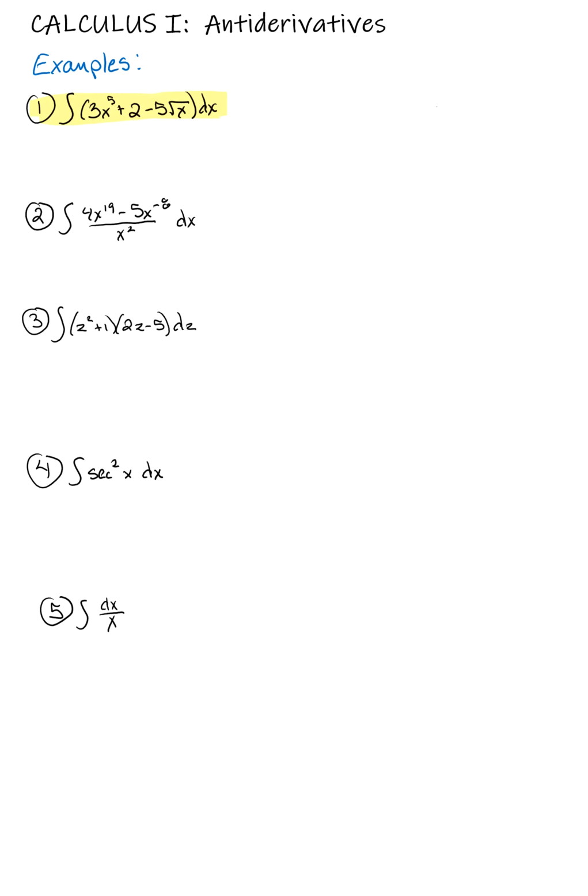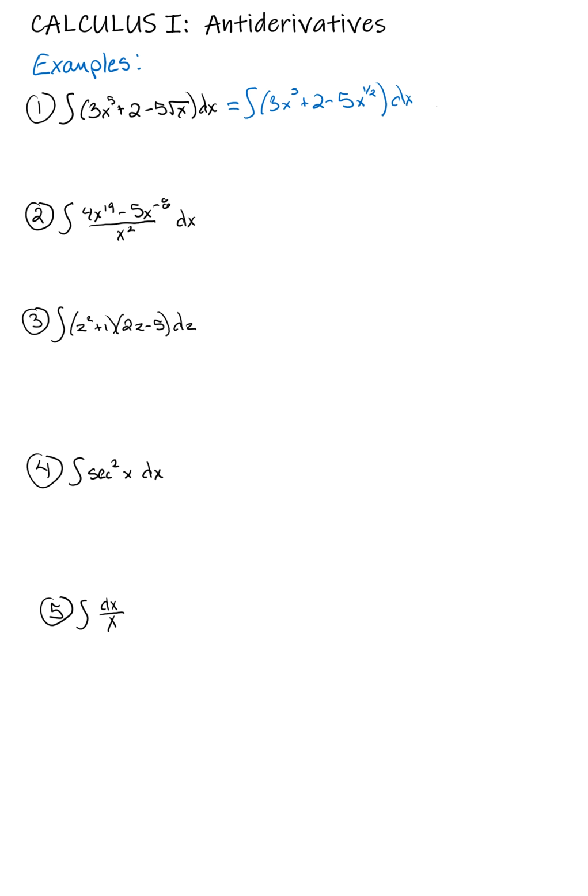We've got the integral, or antiderivative, of 3x to the 5th plus 2 minus 5x times the square root of x dx. So what we're going to do here, first thing, not real crazy about working with radicals, so let's rewrite that as a rational exponent. So we have the integral of 3x to the 5th plus 2 minus 5x to the 1/2 power dx. So the idea behind finding antiderivatives or integrating is we're going to undo the derivative.